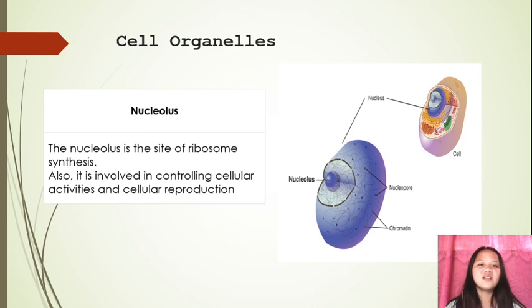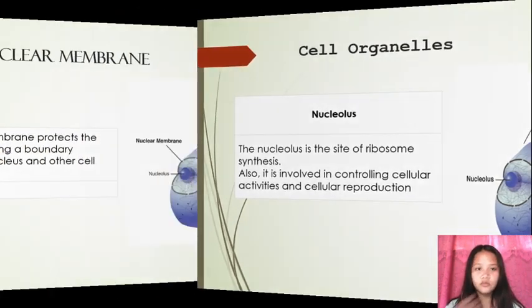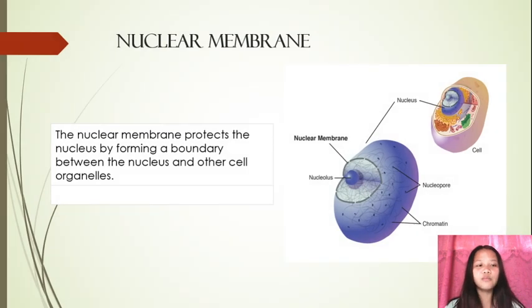Then we have the cell organelles. Nucleus. The nucleus is the site of ribosome synthesis. It is also involved in controlling cellular activities and cellular reproduction. Nuclear membrane. The nuclear membrane protects the nucleus by forming a boundary between the nucleus and other cell organelles.